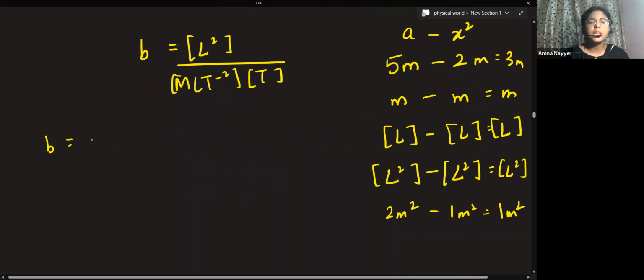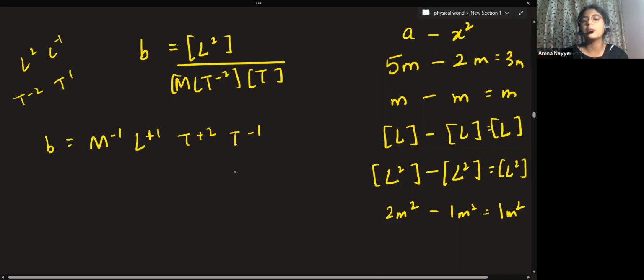What will this be? M to the power minus 1. This will be L to the power minus, this becomes minus 1, no? So that becomes L to the power 1 plus 1. L to the power 2, L to the power minus 1. This becomes L to the power plus 1. T to the power minus 3 is there. This is T to the power minus 2 is there, and T to the power 1 is there. So this is T to the power minus 1. When it goes up, this is T to the power minus 2, that becomes T to the power plus 2. This was T to the power plus 1, that becomes T to the power minus 1.